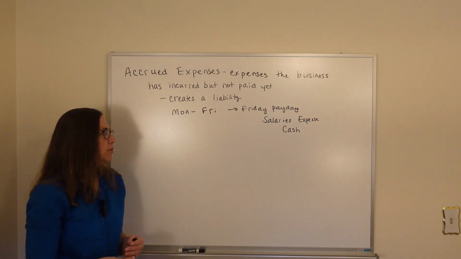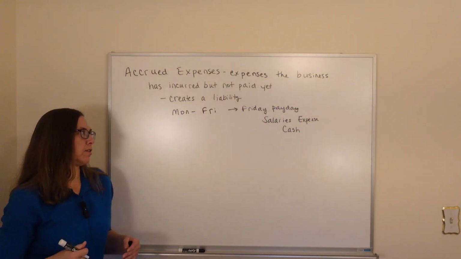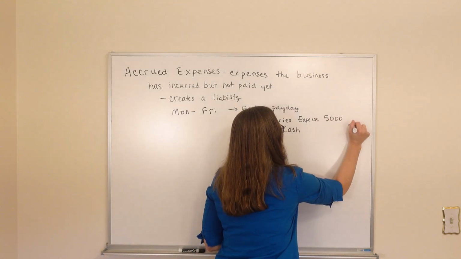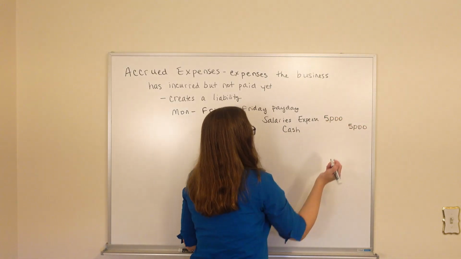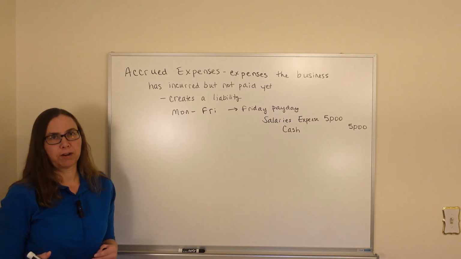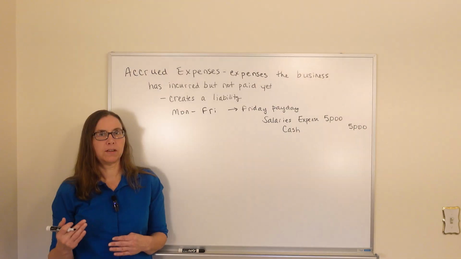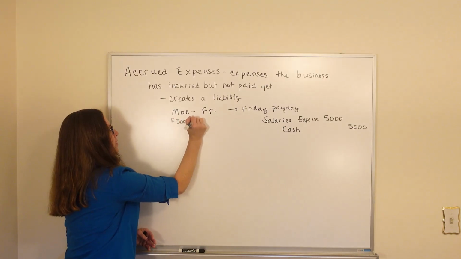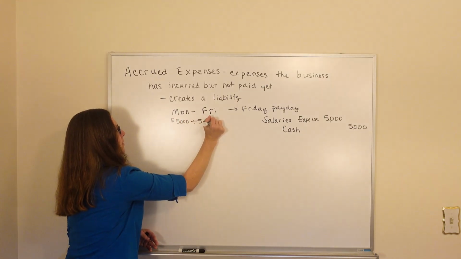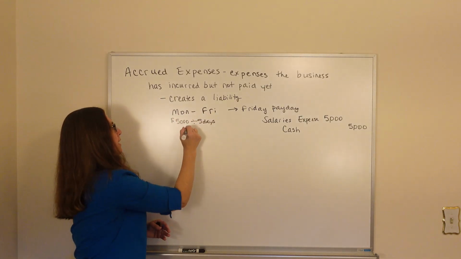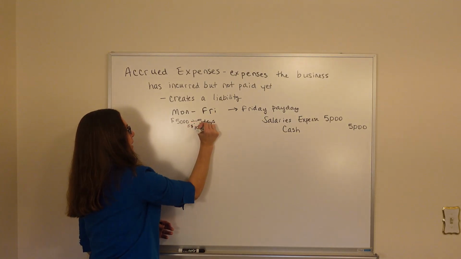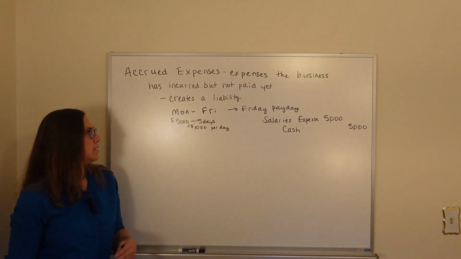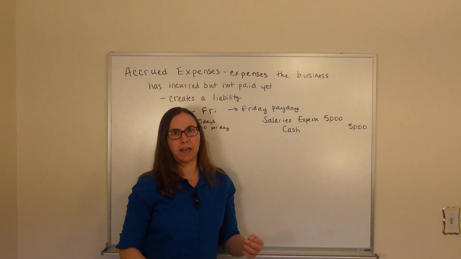So for this example, I'm going to use an easy even number that will be easy to calculate. Let's just assume that the weekly payroll is $5,000. So if you were to take $5,000 divided by 5 days for Monday through Friday, that's about $1,000 per day of salaries expense. But it doesn't get recorded until payday.